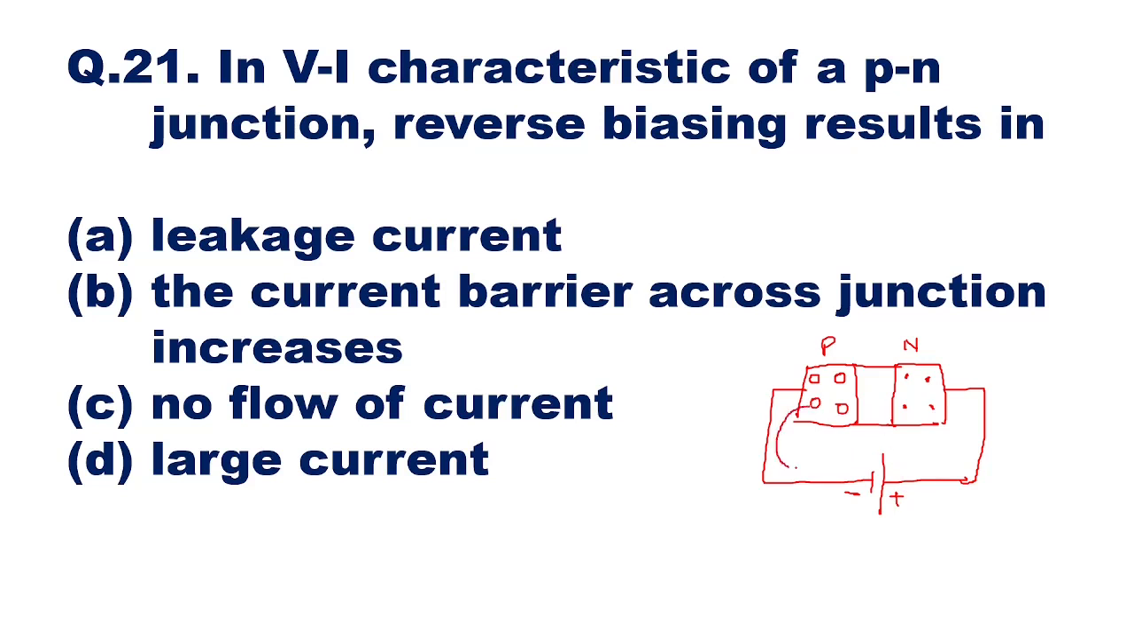So holes are attracted here and electrons are attracted here. Now this is the depletion region which forms, and the depletion area will be more. In this, the flow of current which takes place is because of the minority carriers. Now what are minority carriers?